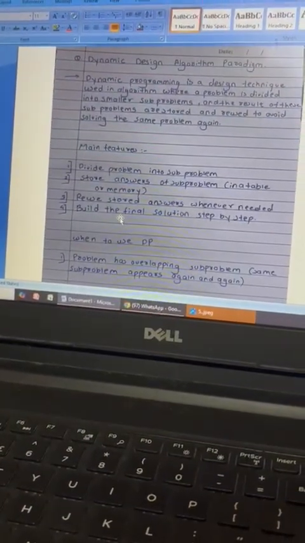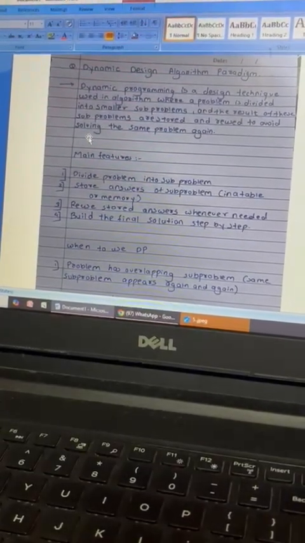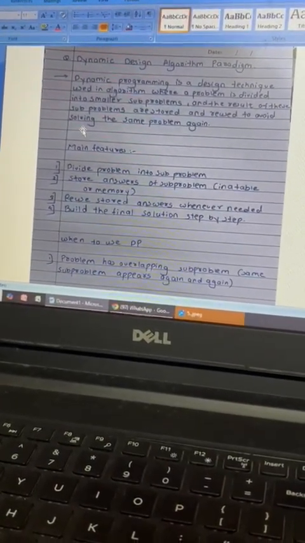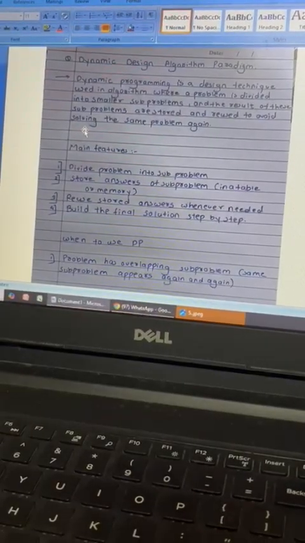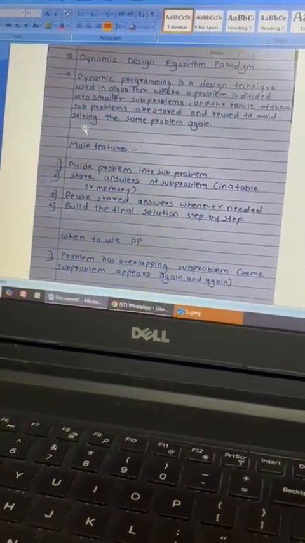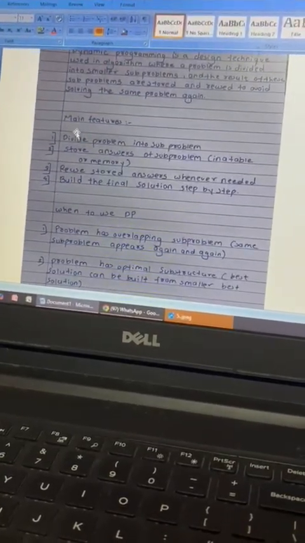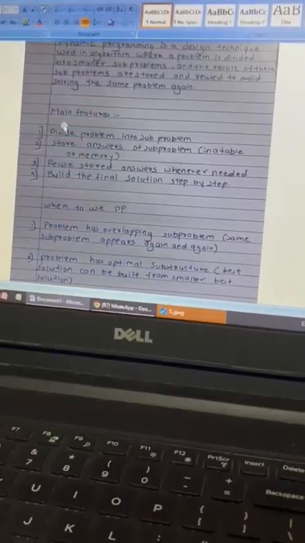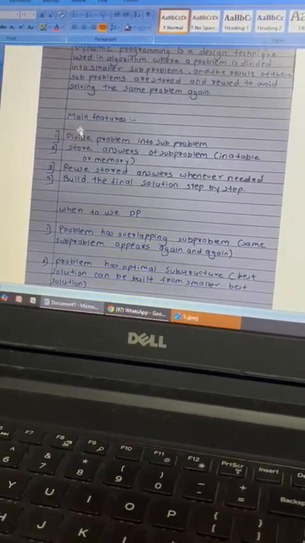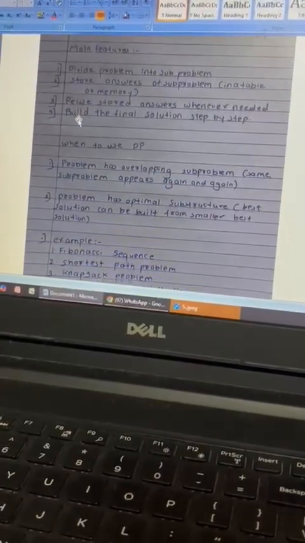Dynamic programming design paradigm. Dynamic programming is a design technique used in algorithms where a problem is divided into small sub-problems and the results of these sub-problems are stored and reused to avoid solving the same problem again. Main features: divide the problem into sub-problems, store the answer of each sub-problem in a table or in memory, reuse the stored answer whenever needed, and build the final solution step by step.